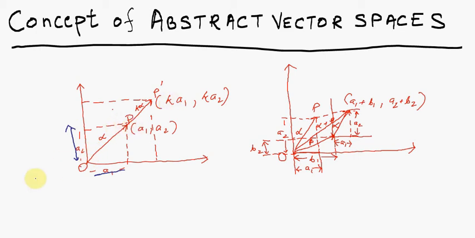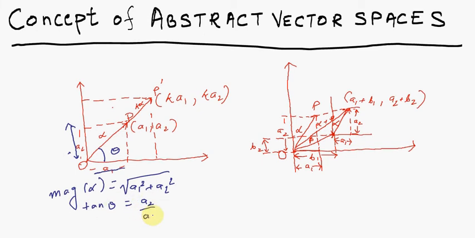Okay, so what would be the magnitude of alpha? It would be the square root of a1 squared plus a2 squared, and the direction, which is characterized by this angle theta, is given by tan theta equals a2 by a1. Okay, this is the magnitude and direction, and note that the magnitude and direction of this vector alpha is completely characterized by just these two numbers, a1 and a2.